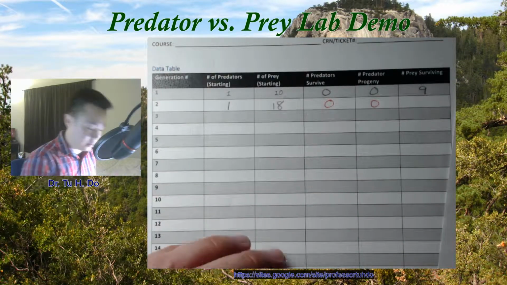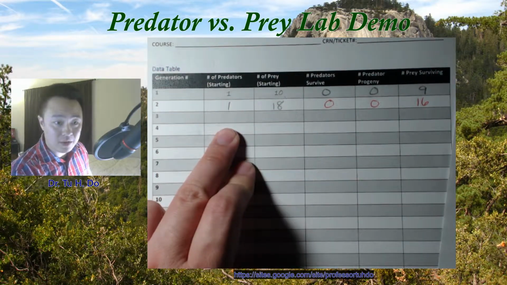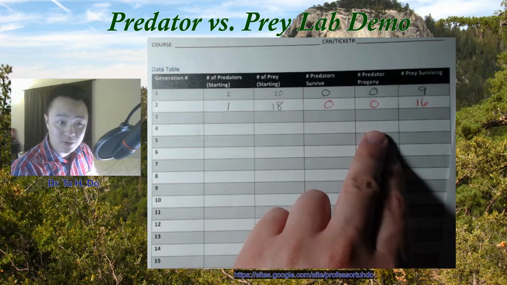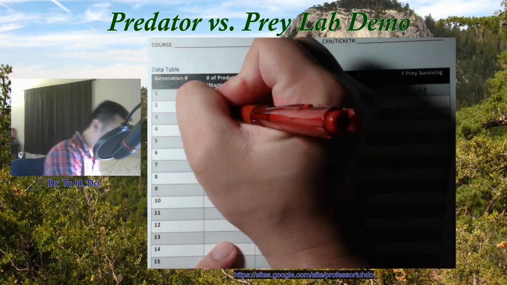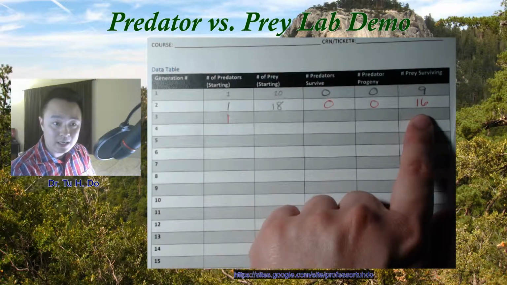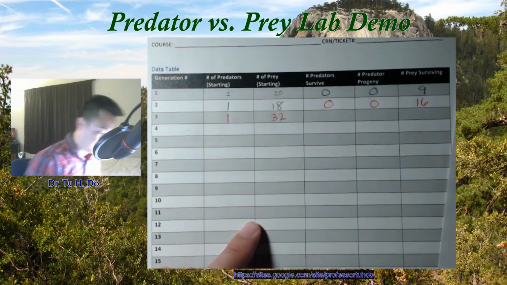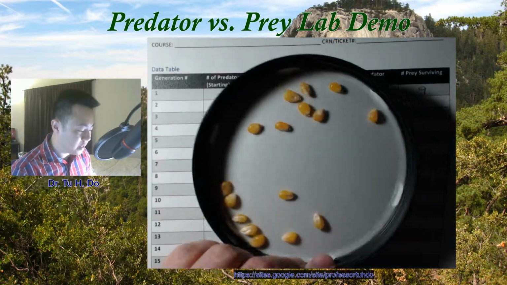I need to double that to 32. So I have 16 that survive. At the beginning of the 3rd generation, again no predators survive, so I must always have 1. Bring that back up to 1. And from 16, I got to double that, so now we have 32. Let's make it 32.